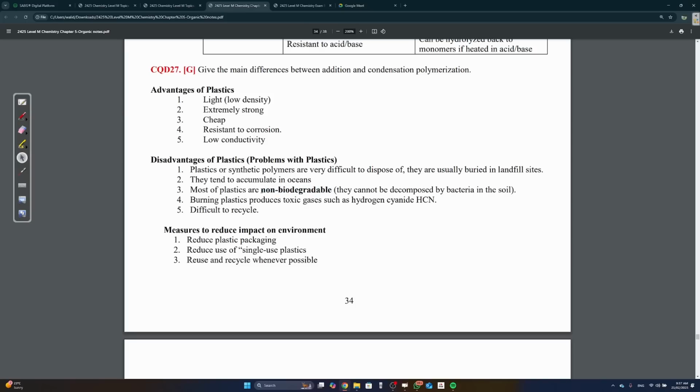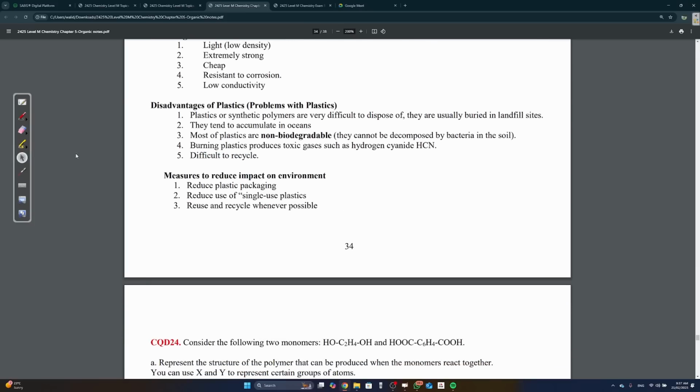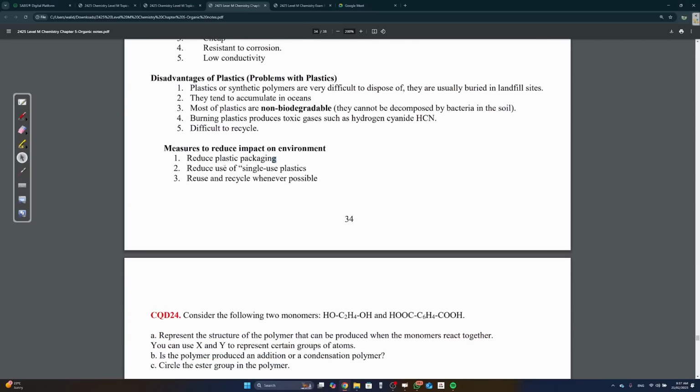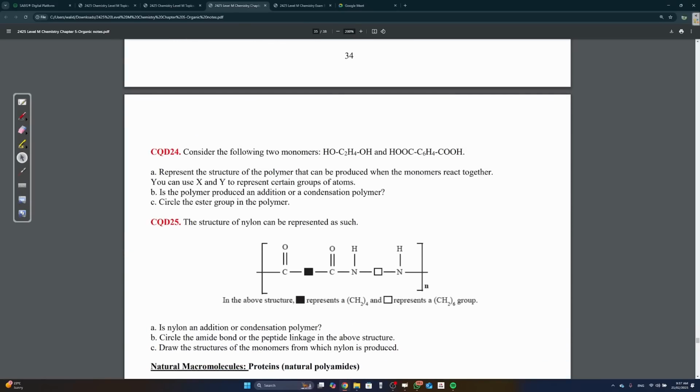She put it in bold comment. If she asks it, you'll see why. Burning plastics produces toxic gases such as hydrogen cyanide. It's difficult to recycle. Okay, pretty straightforward. Measures to reduce impact on environment: reduce plastic packaging, reduce single-use plastics, reuse. Consider the following 2 monomers, okay? Represent the structure of the polymer that can be produced when the monomers react together. Don't panic, just draw it.